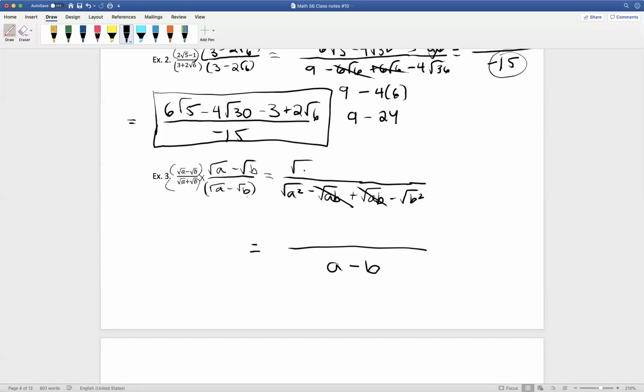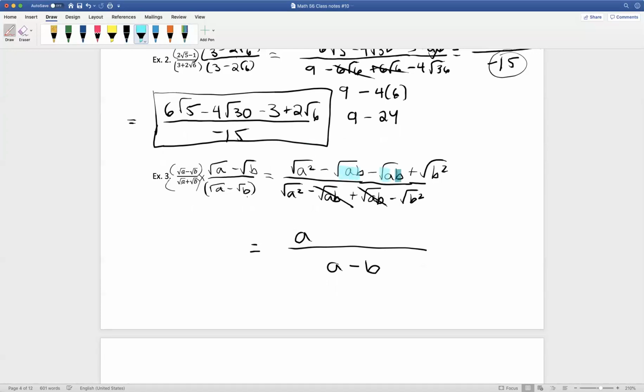Square root of a times the square root of a. Square root of a times negative square root of b. Negative square root of b times square root of a, same thing. You can call it ab or ba. Negative square root of b times negative square root of b. Negative times a negative is a positive. So let's see what we get here. Square root of a squared is a. Negative square root of ab minus square root of ab.